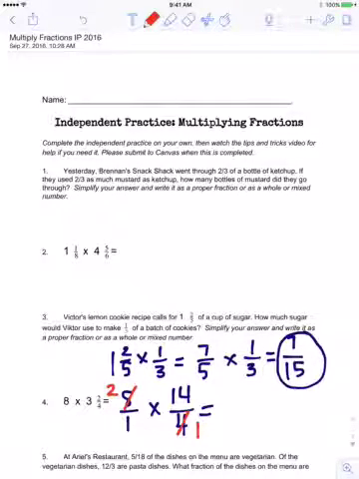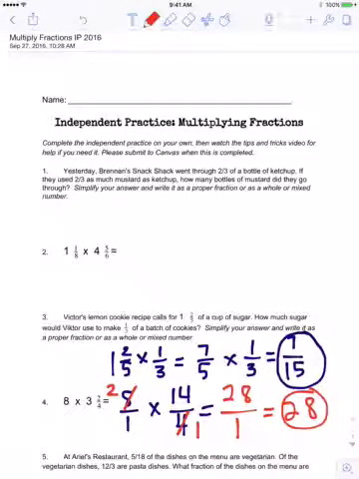So now when I go to multiply across, I get 2 times 14 is 28. 1 times 1 is 1, and any number over 1 is just the whole number answer of 28. Just remember, if you didn't cross cancel on number 4 before you multiplied, you would have to do simplification at the end of the problem.